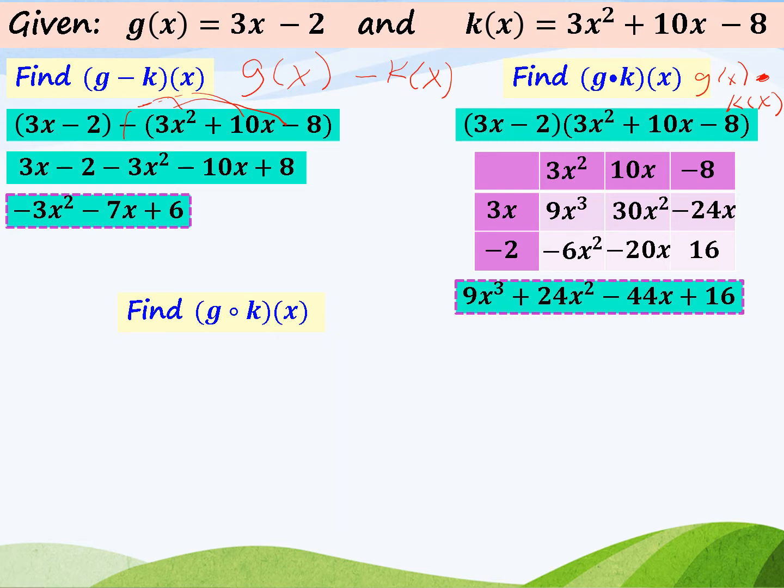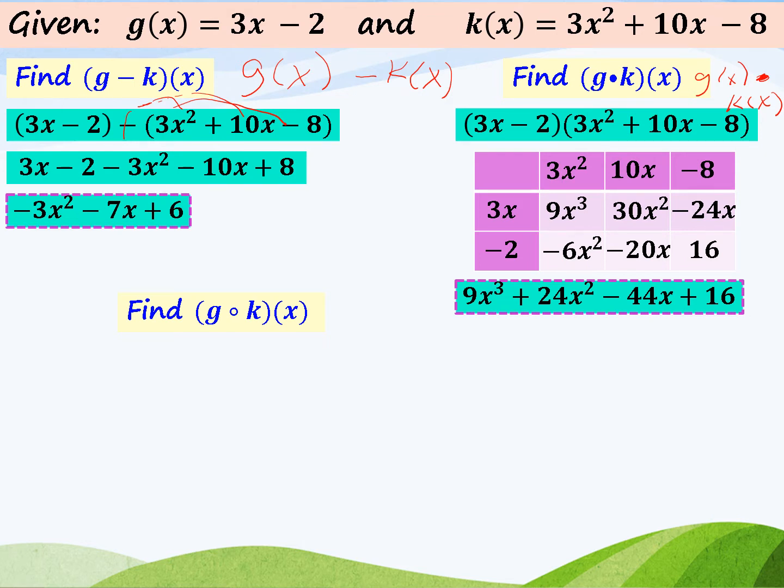So I put my trinomial across the top, 3x squared plus 10x minus 8. Then I put my binomial down the side. Then it's just simply 3x times 3x squared is 9x cubed. 3x times 10x is 30x squared. And 3x times negative 8 is negative 24x.